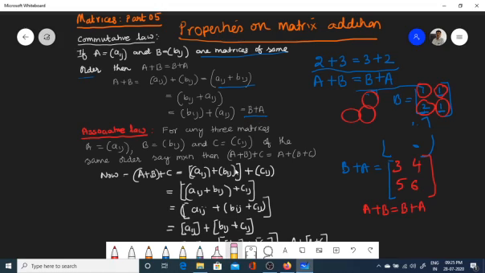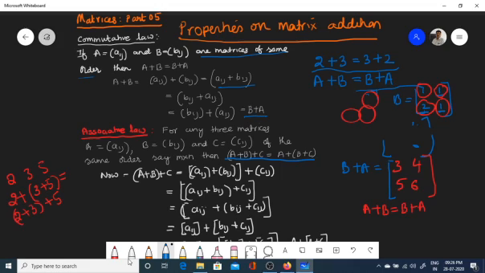That is, if we have any three elements, suppose 2, 3, 5, then we can write that the addition of 2 plus (3 plus 5) and (2 plus 3) plus 5, so both are equal. This is called associative property. But in case of matrices, if A, B, C are any three matrices of same order, then we conclude that A plus (B plus C) is equal to (A plus B) plus C.